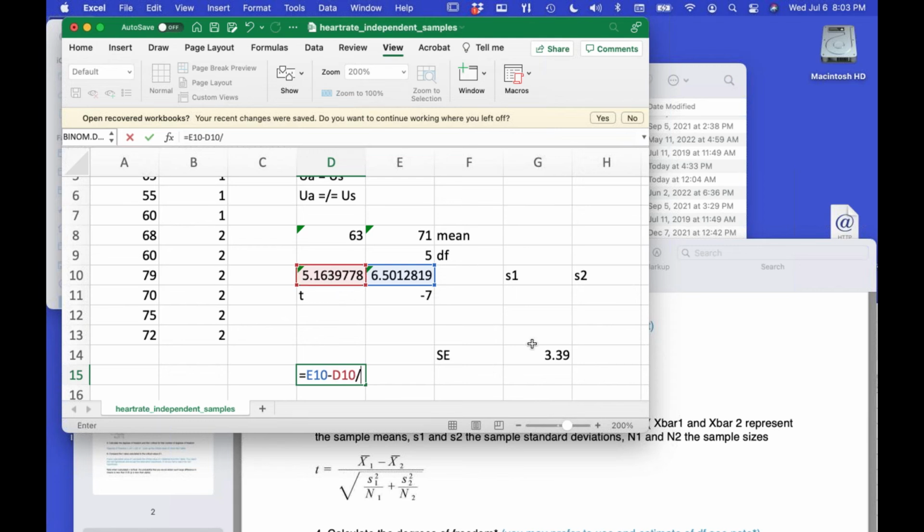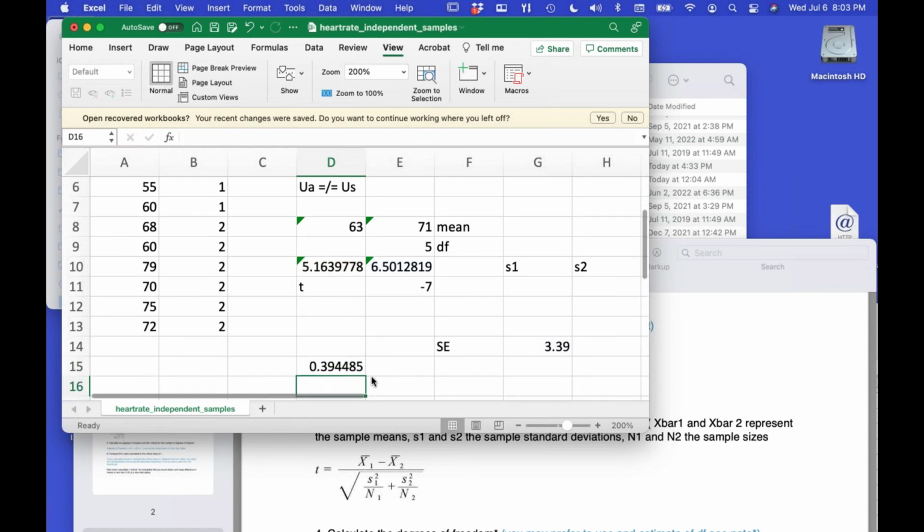I really don't even have to go any further, right? We know that for 5 degrees of freedom, my t critical is going to be fairly large. It's probably going to be something like 2.2 or 2.3. And we can see that our t value did not exceed the critical value of t. So I failed to reject the null hypothesis.